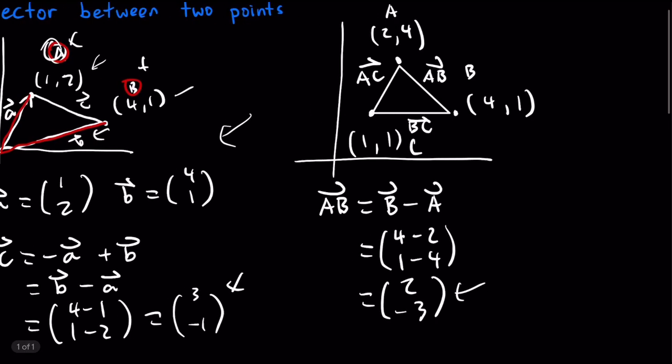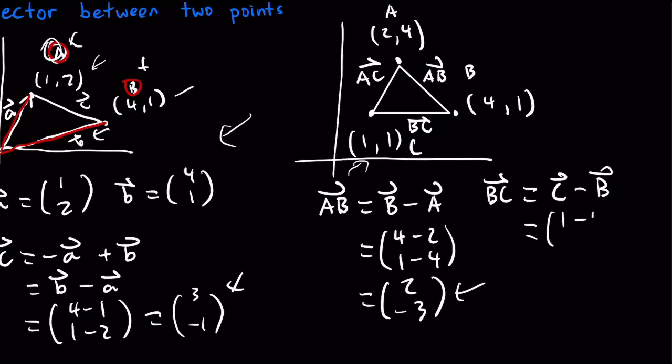Next, let's look at vector BC. BC is equal to vector C minus vector B. And since the individual vector C starts from the origin, we can say that this will simply be 1, which is the x value of C, minus the x value of B, which is 4, and then 1 minus 1. So this will be negative 3, 0.